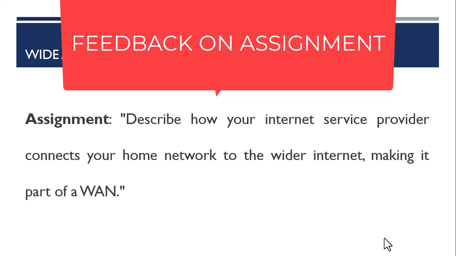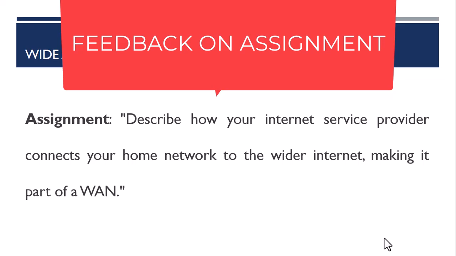Now let's look at the areas of improvement. Expand on the role of regional and national networks that your ISP connects to, making it a true WAN. Look into how different ISPs connect to provide global internet access, enhancing your understanding of WANs.